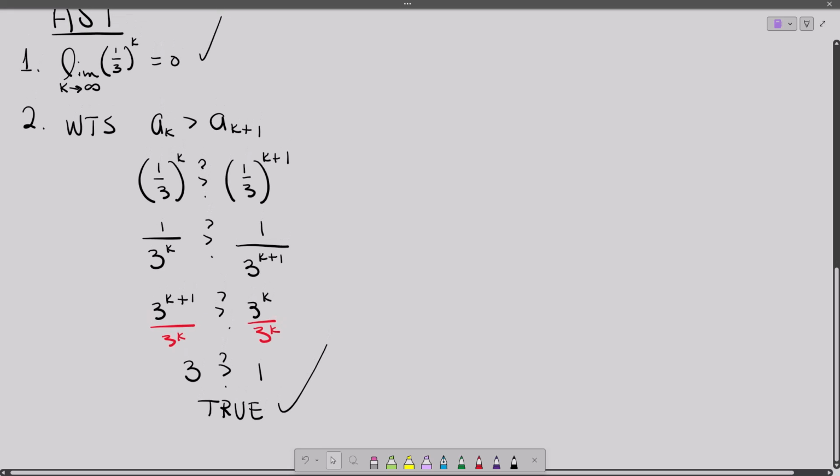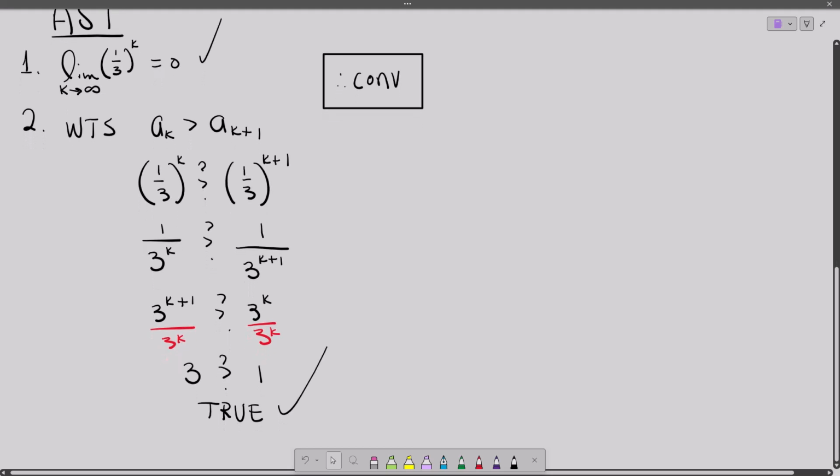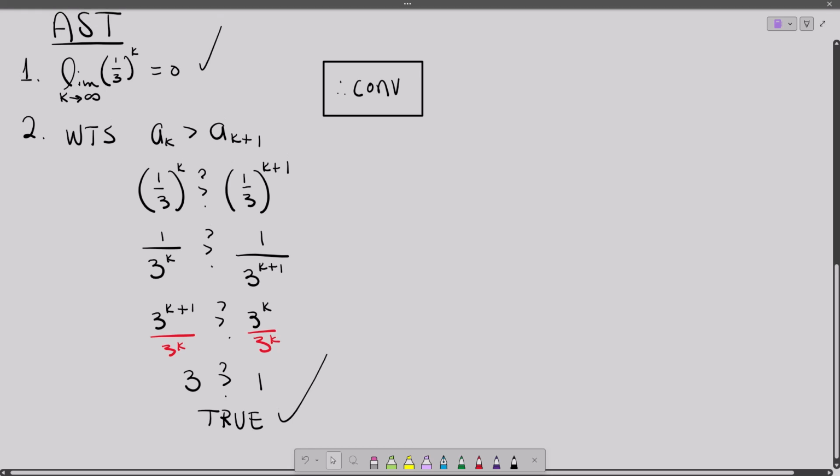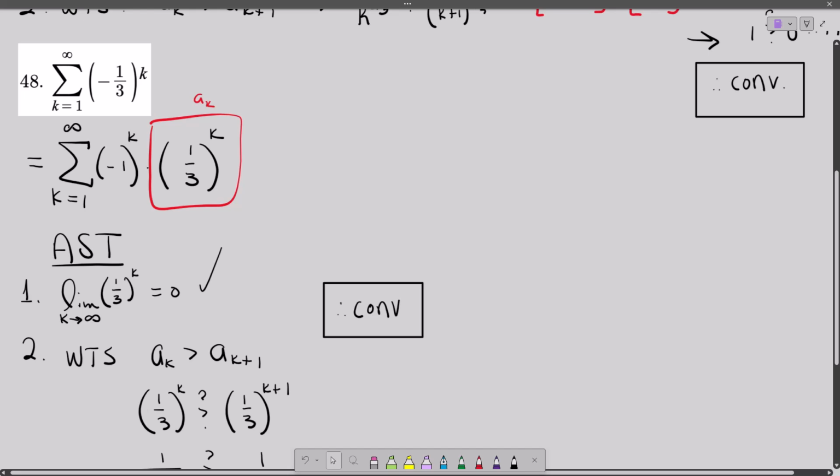So both of those two things are true. So therefore we have convergence for the a sub k's. So the original series is a convergent alternating series. Now I said there was another way to look at the convergence of this series.